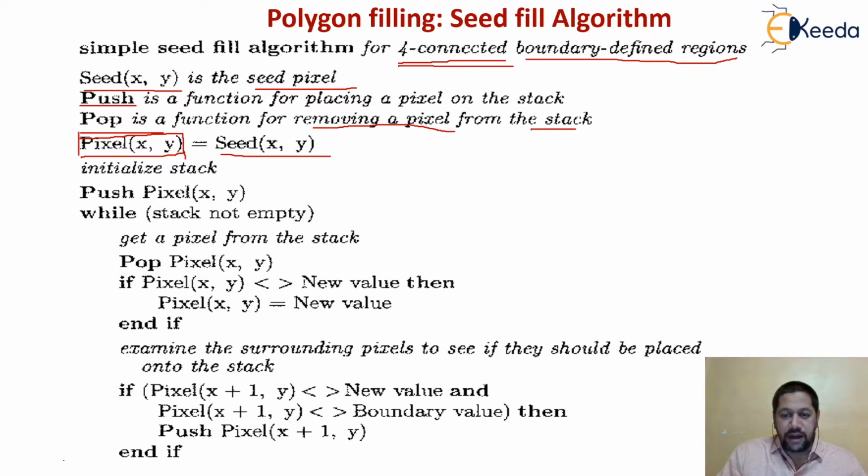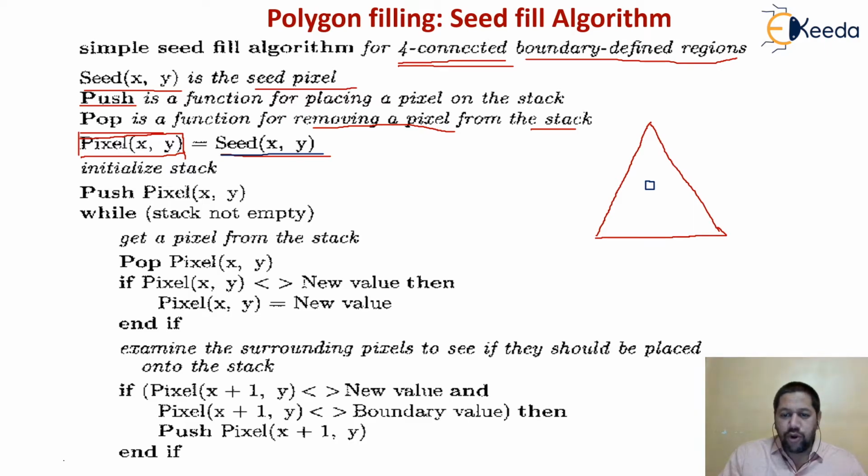I'll just draw the diagram here. Assume this is your triangle. Now this triangle has which color? Boundary color. It has the boundary color brown. Suppose I want to fill this with the blue color. So I will give one pixel as my seed pixel. Assume this is my seed pixel, seed x comma y. Now this is my current pixel. The same pixel is my current pixel.